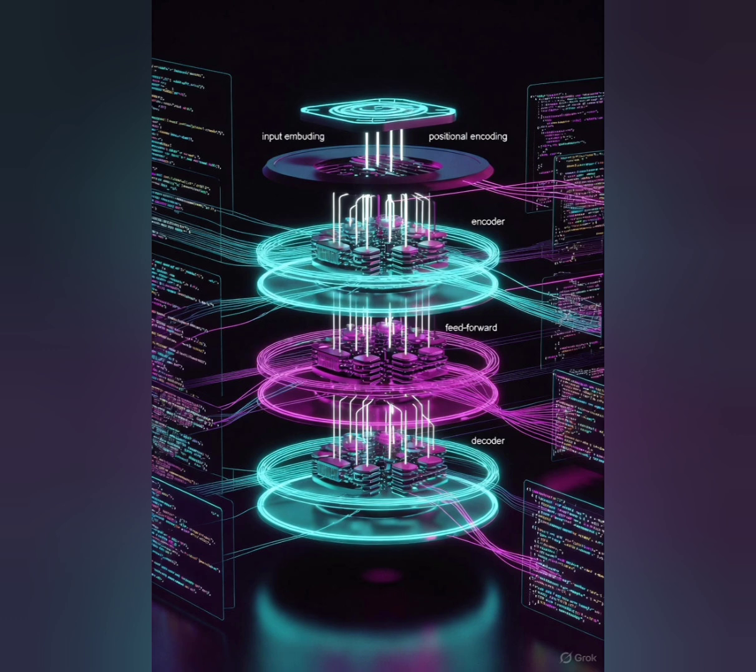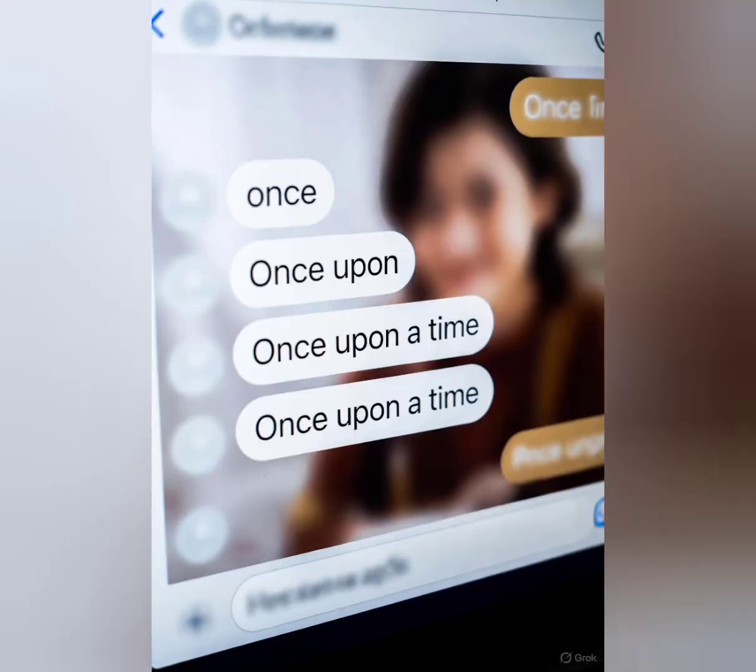And you know that ChatGPT does not think in sentences. It thinks one word at a time. For example, if you type write a story, ChatGPT does not generate the whole story instantly. Instead, it asks what is the next best word. Maybe it predicts once. Now the input becomes write a story once. Again it predicts the next word, upon, and then a, and then time. So once upon a time, step by step, a story is born. So ChatGPT is extremely good at predicting the next word.